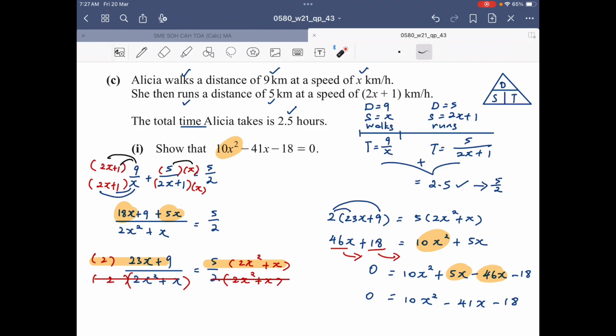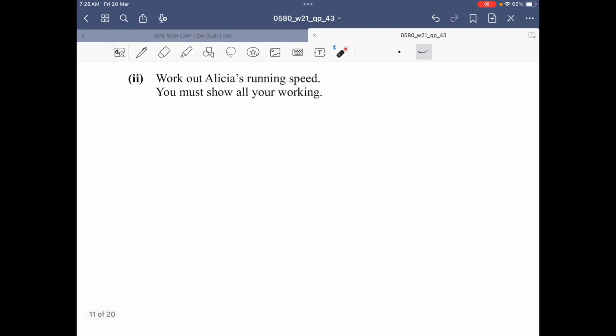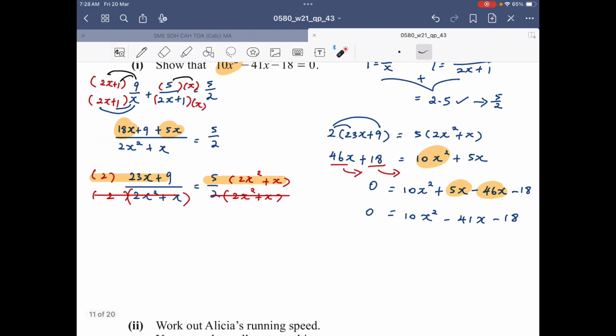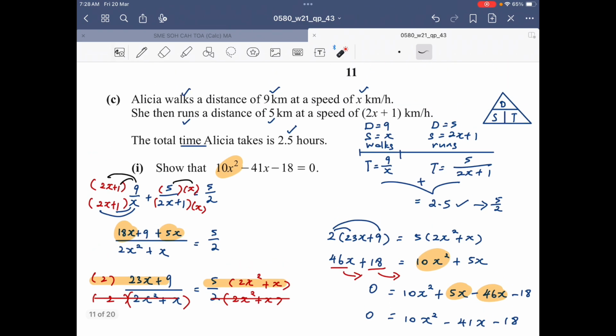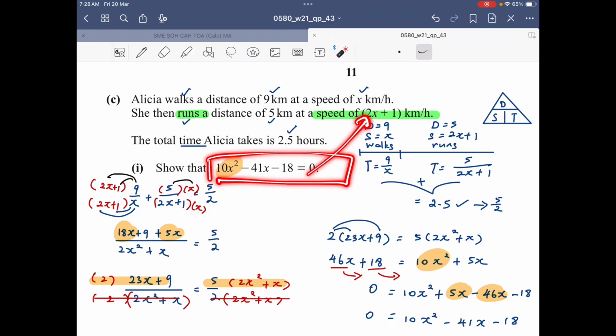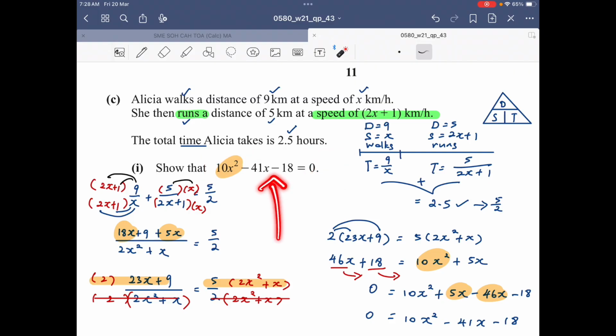Alright, moving on, we have another part. We are done with C1. I think we have another part for C2. Work out Alicia's running speed. Okay, Alicia's running speed. So, where's the information? Alright, she runs at a speed of 2x plus 1. Right? So, these are the answers. Do we know the value of x? We don't. But we can solve these quadratic equations in order to get the speed at which she runs. So let's start with solving these quadratic equations.